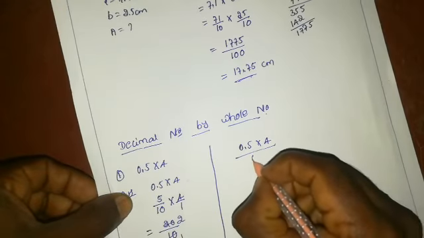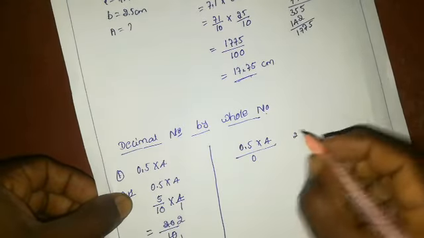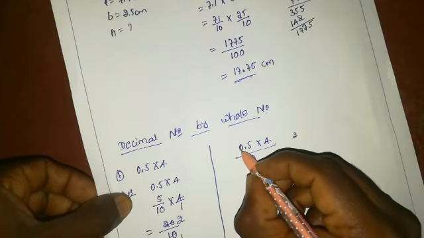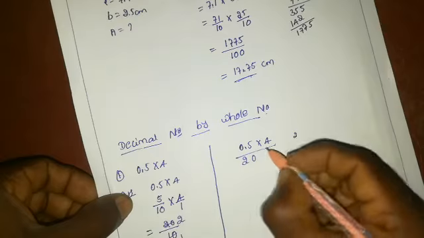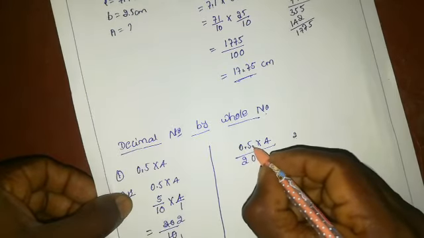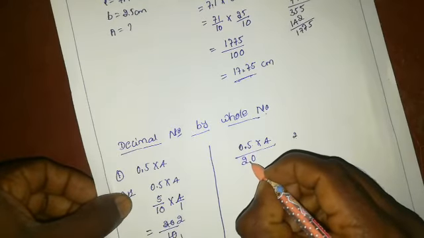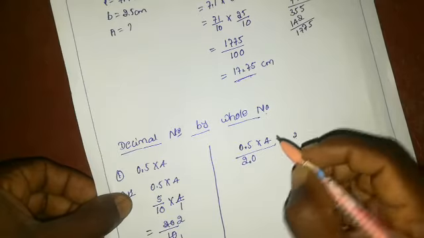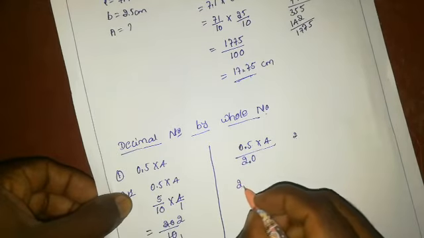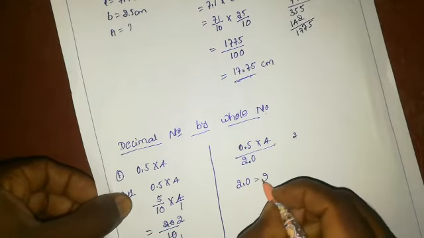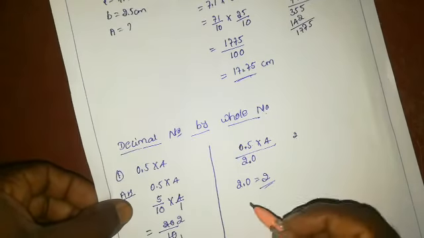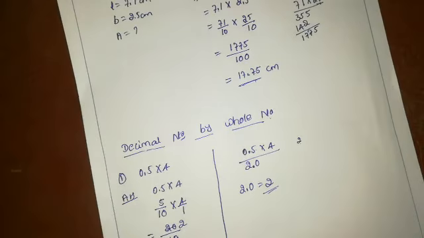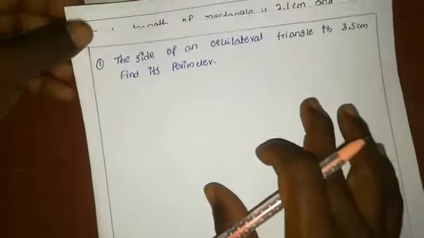5 fours are how much? 20. 2 is carry. 2 fours are 8... 4 zeros are 0 plus 2 is 2. Here we have a point after one digit, so we put the point after one digit: 2.0, which is equal to 2. In both methods we get the same answer. Next we see one more example.